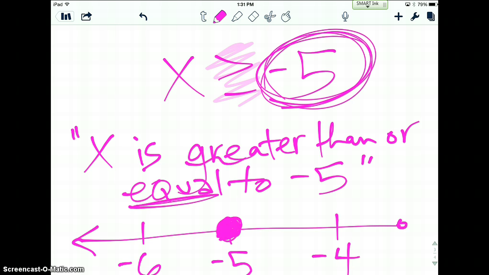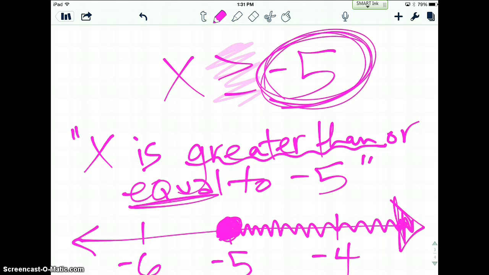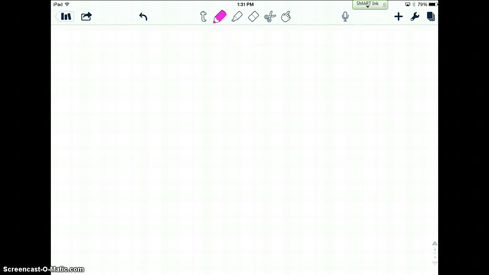And then if the values are supposed to be greater than, I have to think about, is -6 greater than -5? No, because it's negative. So I will shade to the right to say that these would satisfy that inequality and be true.